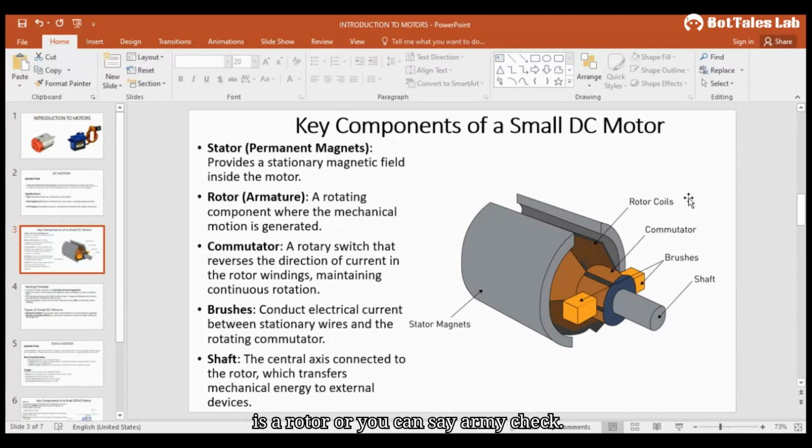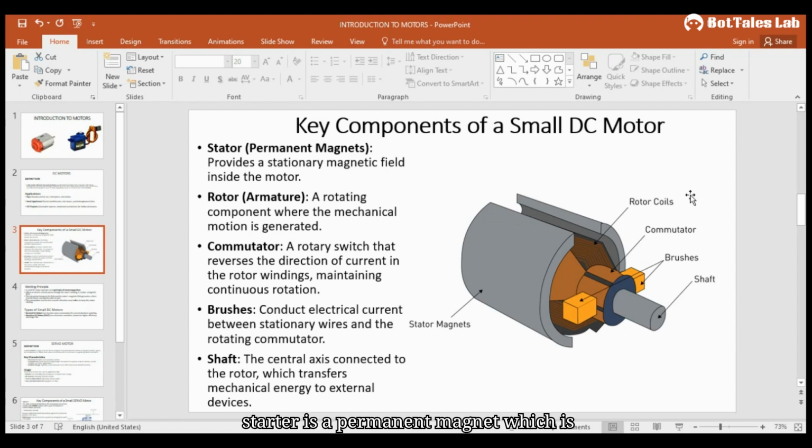Let's see what a rotor, or you can say armature, is. It is a rotating component where the mechanical motion is generated. Let's see what a commutator is. A commutator is a rotary switch that reverses the direction of current in the rotor winding, maintaining continuous rotation. Brushes. Brushes conduct electrical current between the stationary wire and the rotating commutator. The shaft is the central axis connected to the rotor which transfers mechanical energy to external devices.